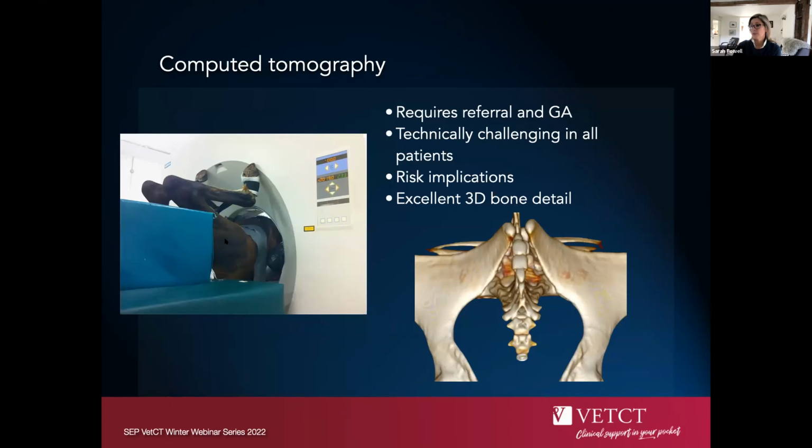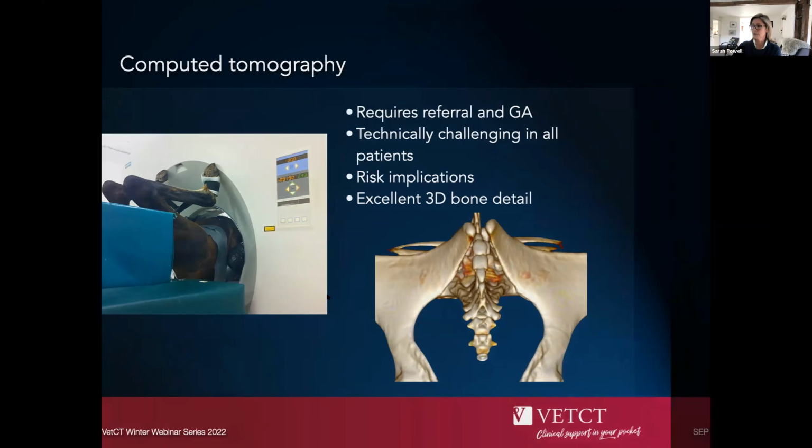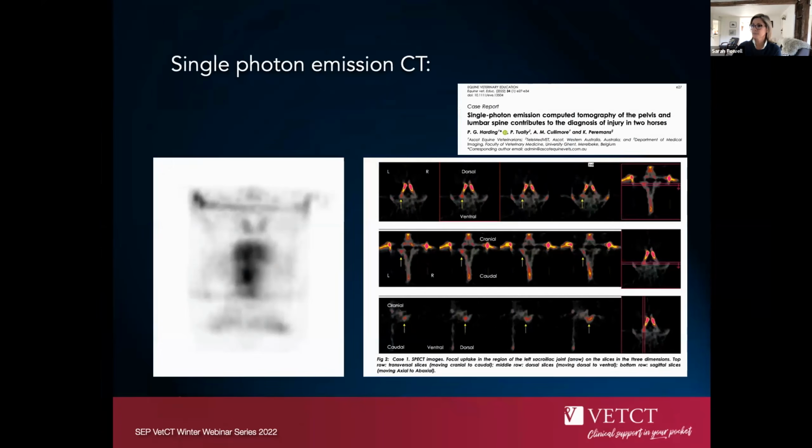CT, I won't speak about this too much, but obviously requires a referral and GA in all instances, I think. It's technically challenging whatever the size of the patient. There are risk implications if you're worried about fractures, or if you're not sure what's going on, you've got to anaesthetize and then recover the horse, but there's no doubt that it gives excellent bone detail. I think it's going to teach us a lot over the coming years.